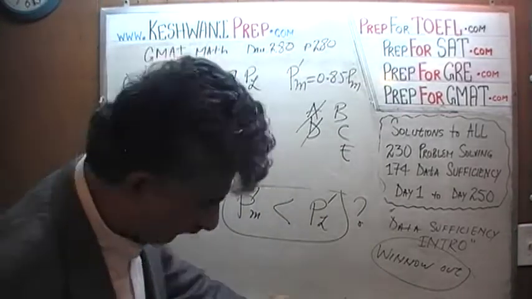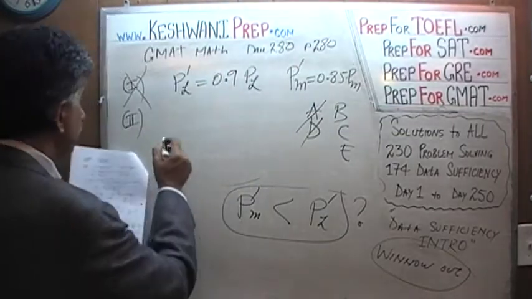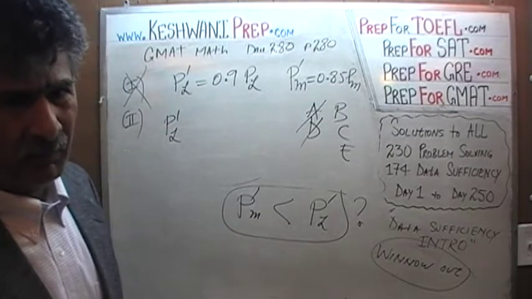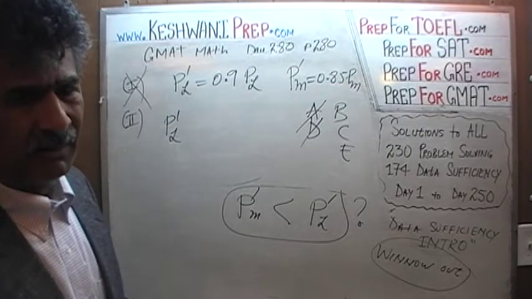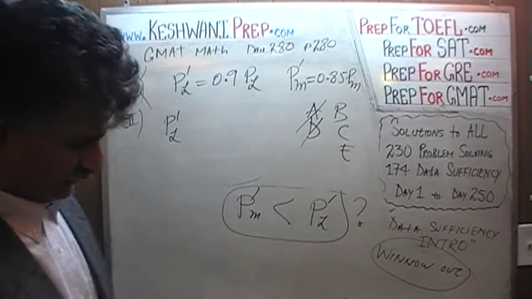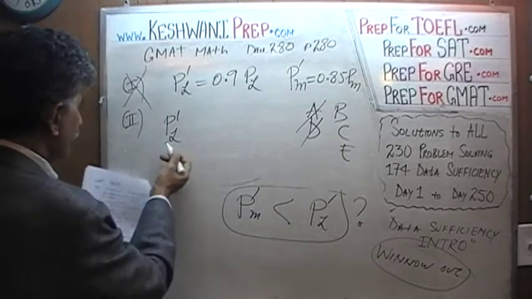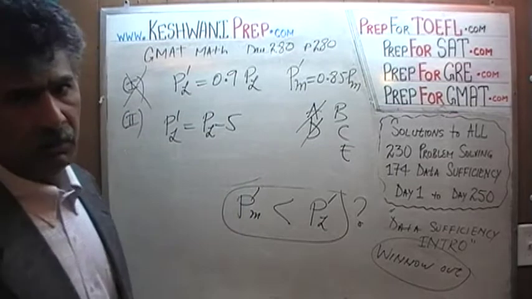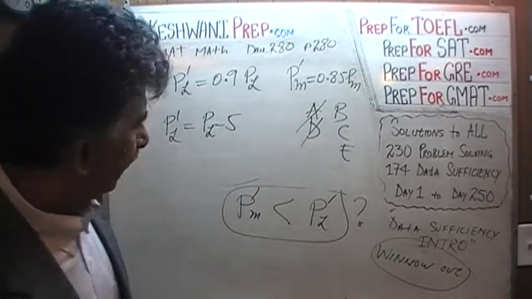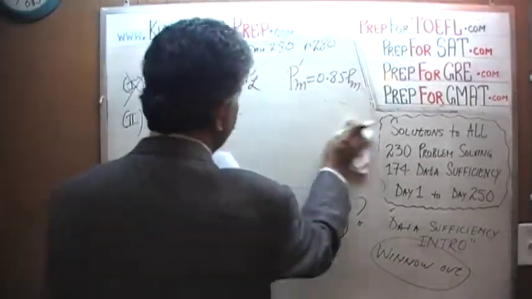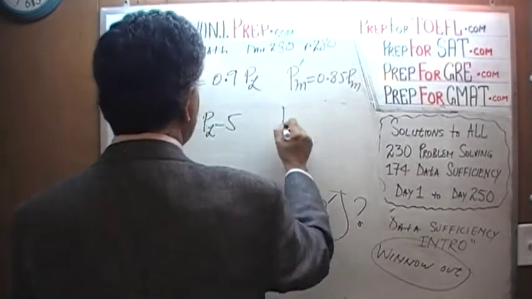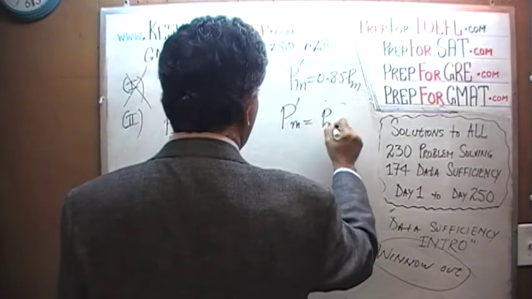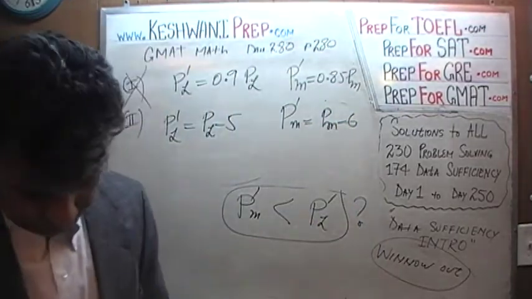The second statement tells us that the discounted price, I'm not going to call it discounted price. I think the proper English name demands that I say discount price. The discount price at store L, we are told, is $5 less than its regular price. It's $5 less than the regular price. They further go on to tell us that the discount price at store M is $6 less than a regular price.